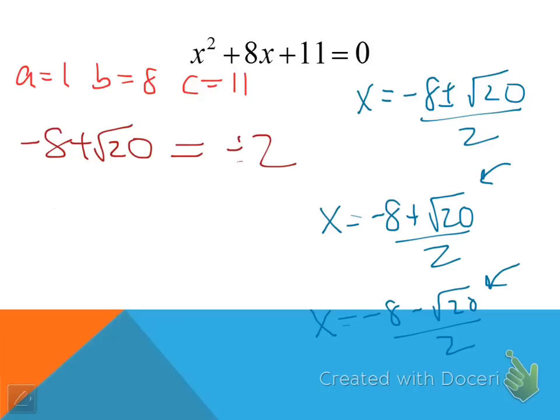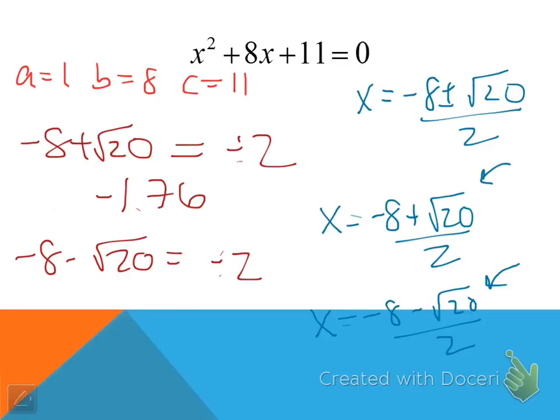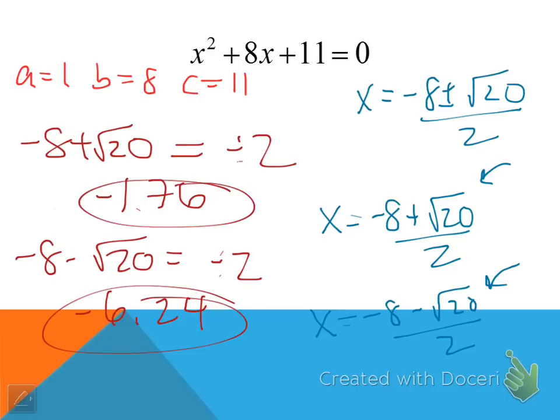So then you divide it by 2 and you get your answer. So your answer for this should be negative 1.76. Now you got to do negative 8 minus the square root of 20. Take what it equals and then divide it by 2. So you should get negative 6.2, and then I'm going to round it, so 6.24. So this is the spots where it's crossing my x-axis at.